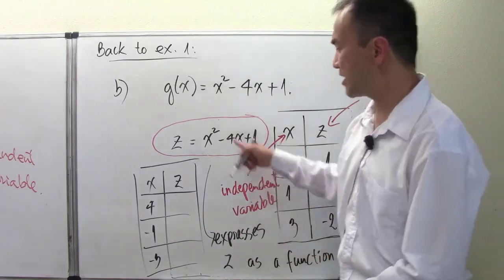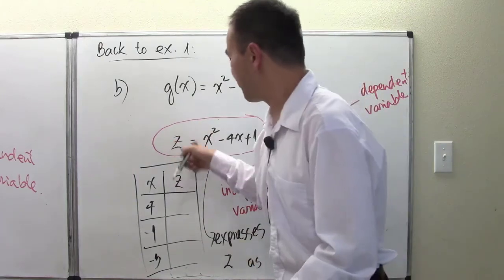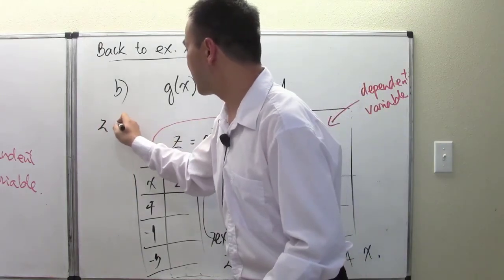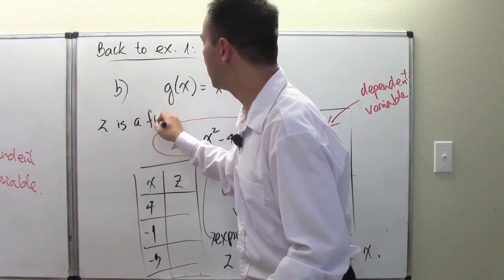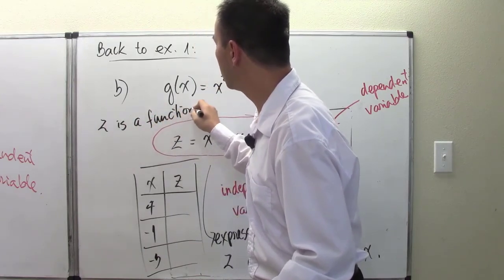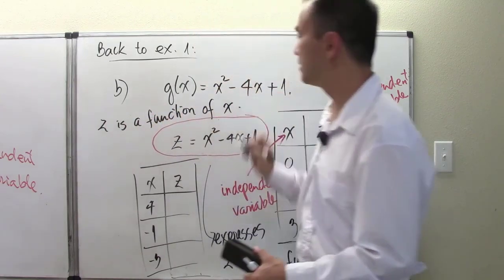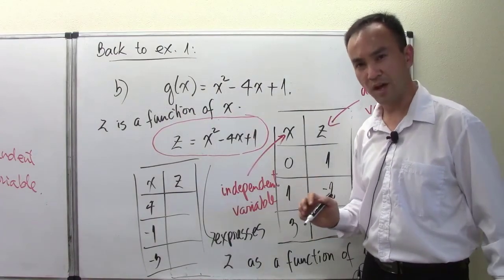Or another way of saying, just even shorter than that, right from this equation you can see that z is a function of x. Okay, that's another way of saying it.